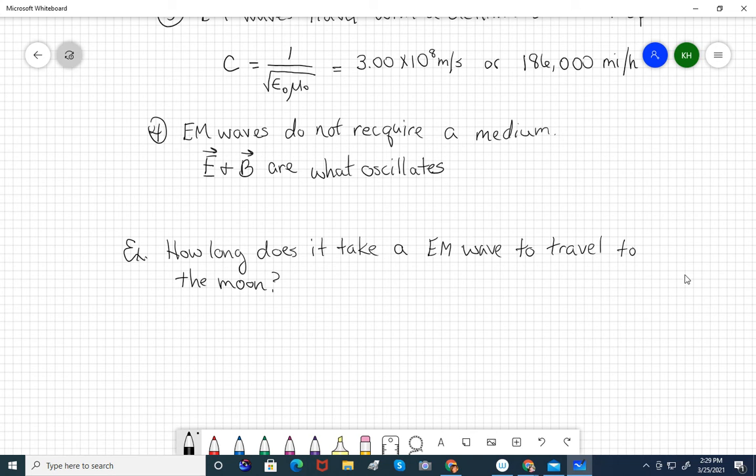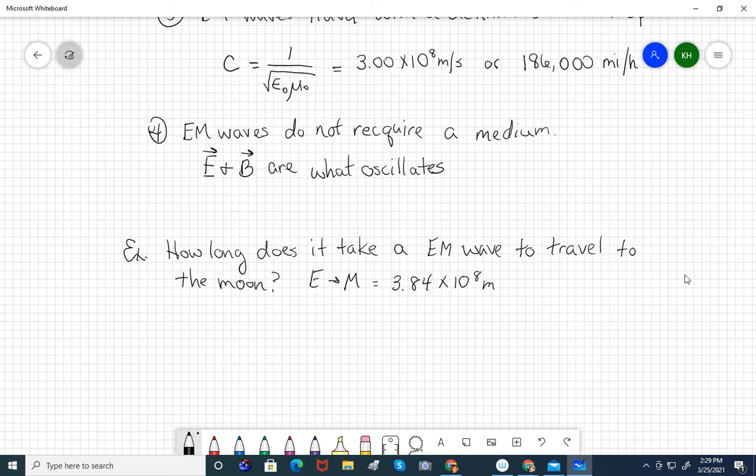One example of electromagnetic waves are radio waves. Now, radio waves are like light. They're electromagnetic. They are not like sound, which is mechanical. The moon is 3.84 times 10 to the 8th meters from the Earth. So the distance from the Earth to the moon is 3.84 times 10 to the 8th meters.